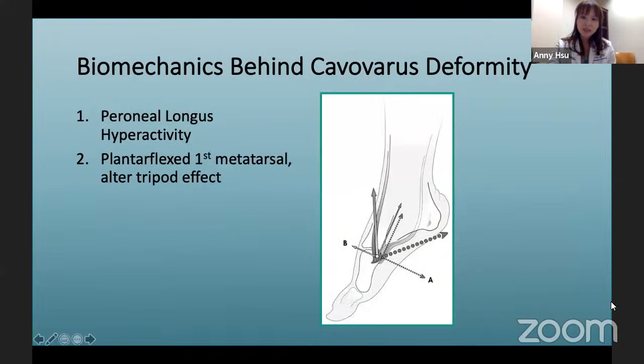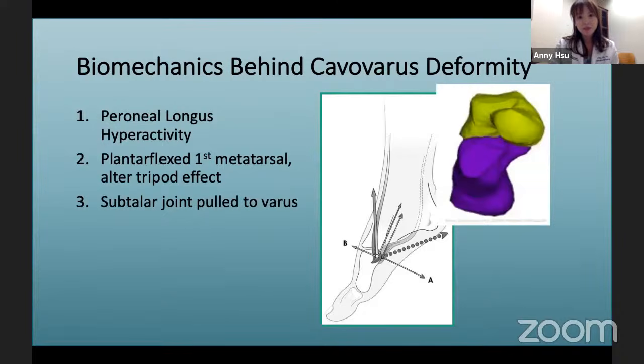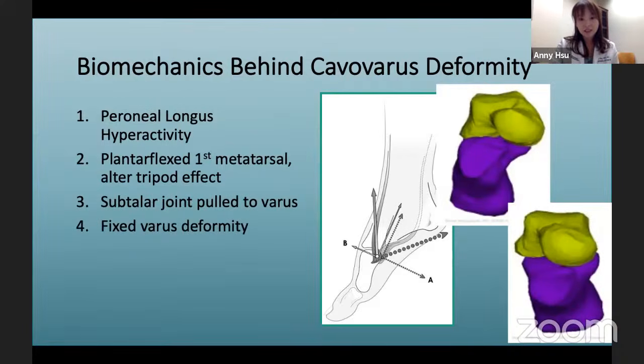If this continues for a prolonged period of time, patients can eventually also develop medial compartment knee arthritis. So just breaking this down into four main things, why does cavovarus happen, the biomechanics? The peroneus longus is very hyperactive. So what it does is essentially plantarflex down your first metatarsal and alter the normal foot tripod weight-bearing effect. With the first ray now plantarflexed, your subtalar joint is now being pulled into a varus, and then it locks into a fixed varus hindfoot deformity.